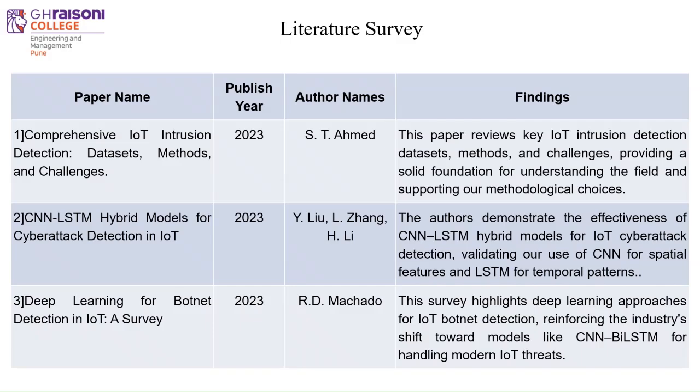Because deep learning models can automatically extract complex patterns from raw data without requiring manually crafted rules. Many studies have shown that traditional rule-based systems fail to keep up with modern attack variation, whereas neural networks can adapt and learn from traffic behavior itself.